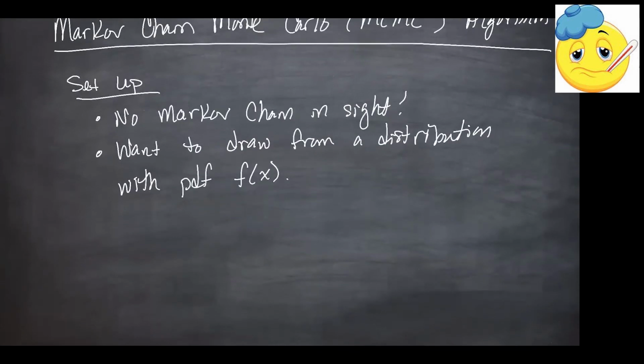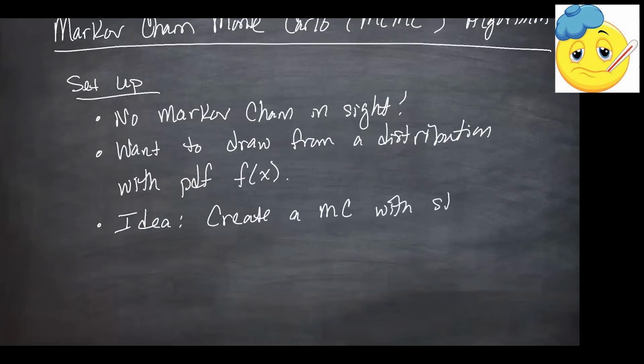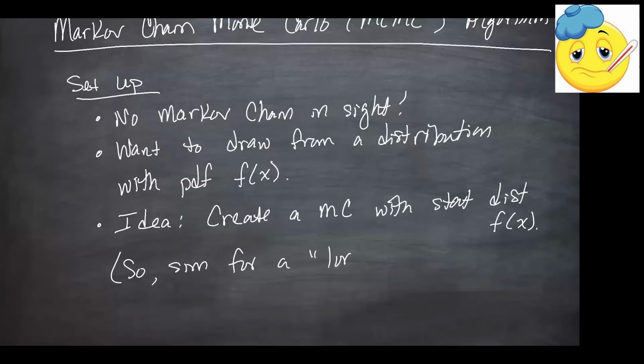And so the idea is that we're going to create, and there are several algorithms that will do this, a Markov chain with stationary distribution f of x. So you would simulate it for a long time and grab output as approximate draws from f of x. Or perfect draws. By Friday, we should get to perfect simulation.